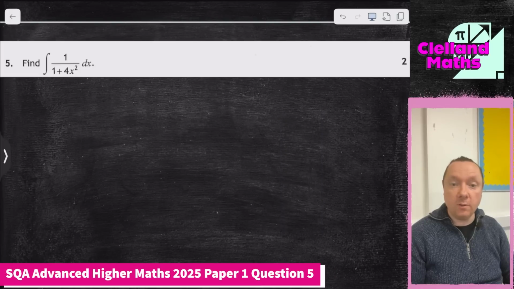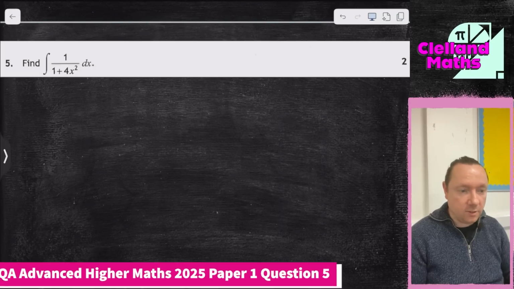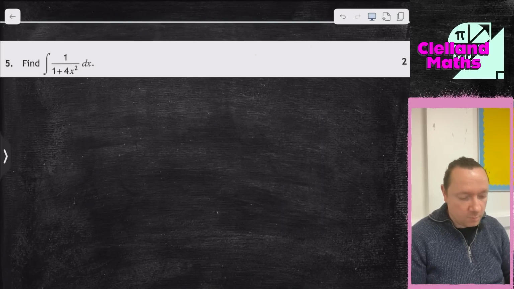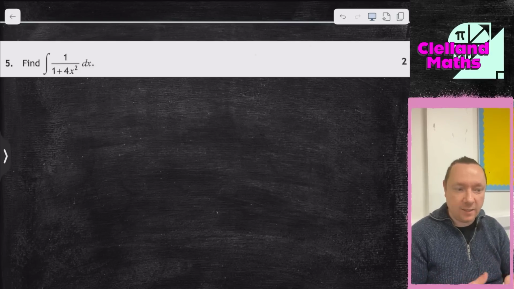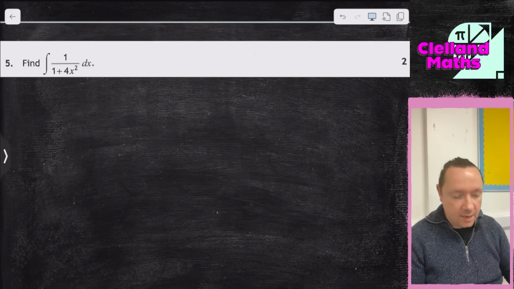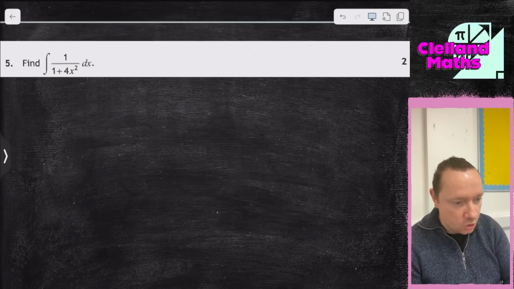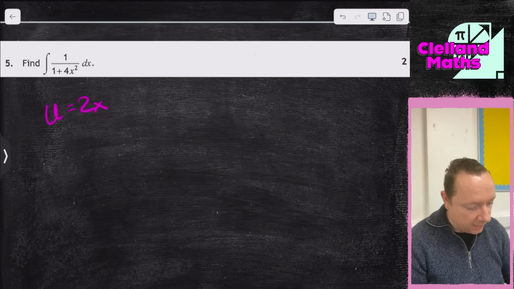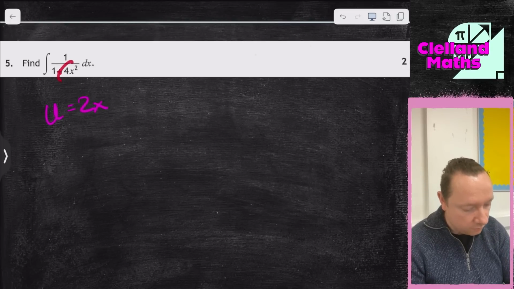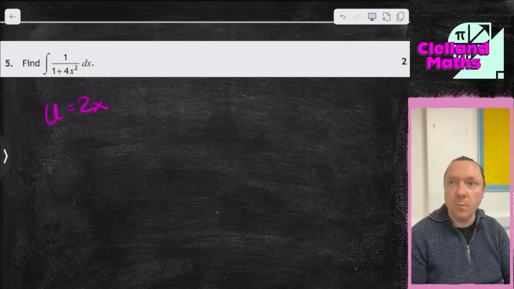SQA Advanced Higher Maths 2025, Paper 1, Question 5. The integral of 1 over 1 plus 4x squared. Well, that looks like 1 over 1 plus x squared, which is like a tan. So I'm going to hopefully get to a tan, and I'm going to let u equal 2x. And the reason for that is if I do 2x all squared, I get 4x squared. So hopefully I'll get 1 plus u squared on the bottom.